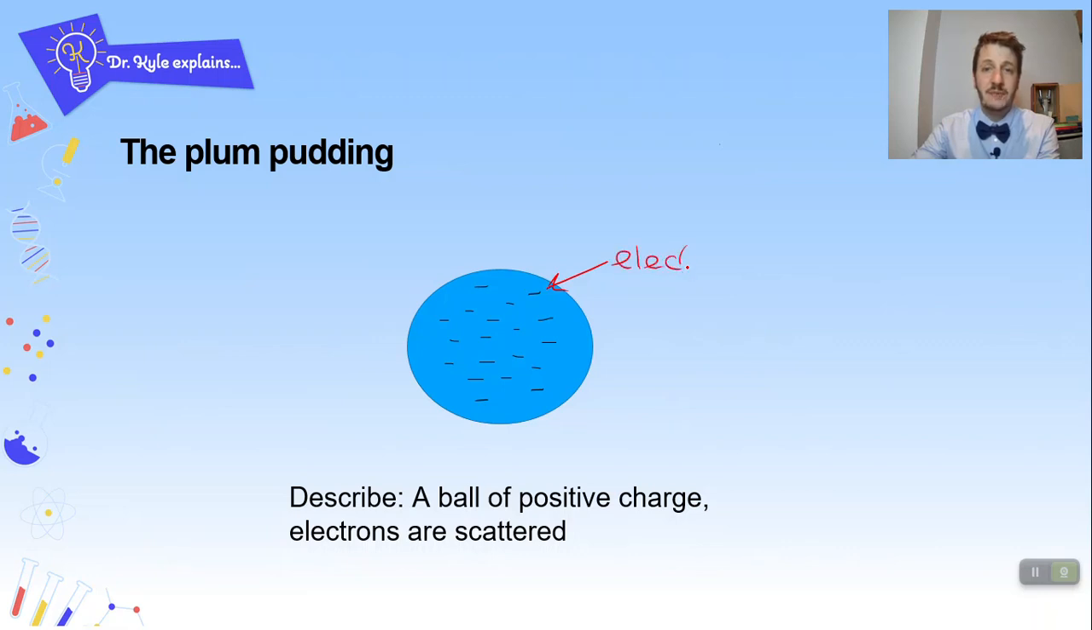You will not have to draw this model, but you might have to be able to recognize it from a picture, and you might have to describe it. So these dashes are representing electrons, and the big blue ball here is representing a big positive charge.